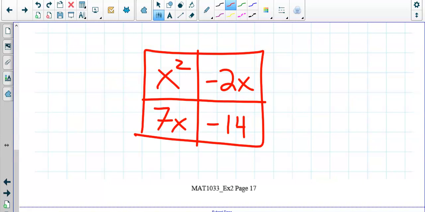And all you do now is GCFs. What do these two boxes have in common? 2, and since they're both negative, pull that out. What do these two boxes have in common? A positive 7. Because we only pull out a negative if they're both negative. And those are the two parentheses we had a moment ago.